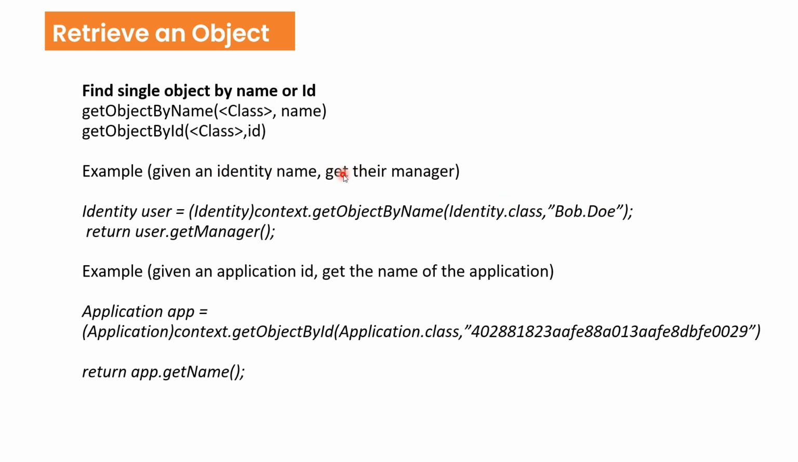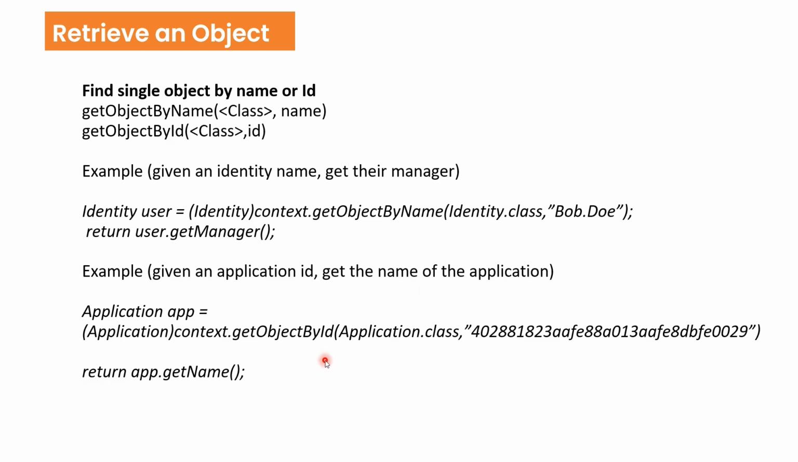How am I doing it here, guys? I'm getting the Bob identity, and then from Bob, return user.getManager. getManager will give me the manager's information. For an application, you can get the name of the application, connector type of the application, owner of the application. This is to retrieve an application, guys. Here they are using an object, with the getObjectByID method. You can use getObjectByID or getObjectByName.